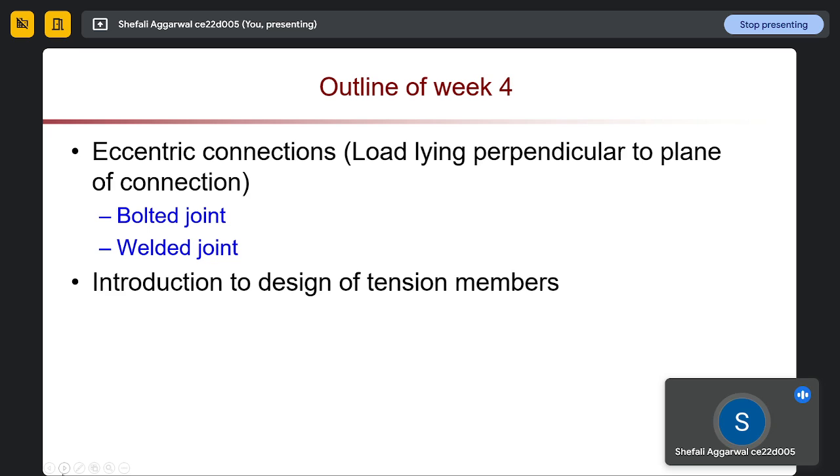So, in this fourth week, you might have studied the eccentric connections. Last week, we studied eccentric connections where the load was lying in the plane of the connection. Here we will study loads perpendicular to the plane of connection, in the same way for bolted joints and then welded joints. Next, we will study the introduction to the design of tension members. At this point, our connections will be over, and then we will start the design of our tension members.